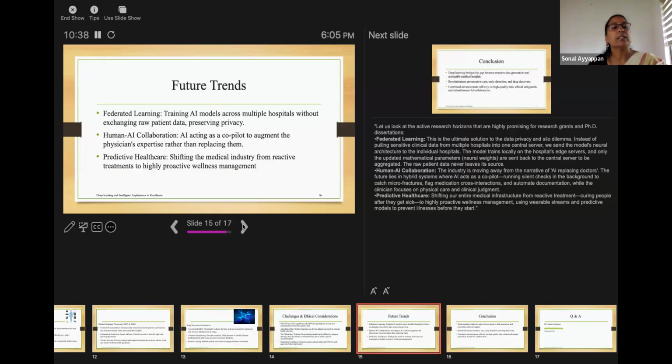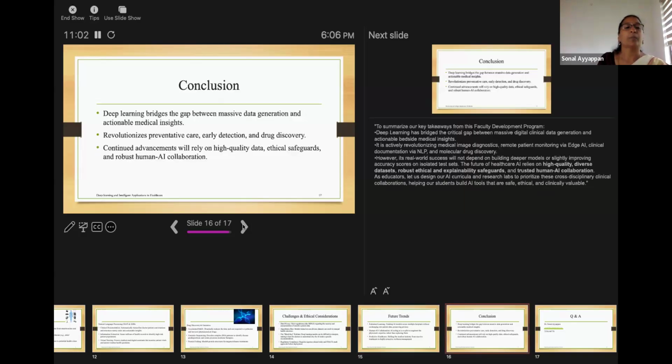And the last one is predictive healthcare. You can have predictions well in advance, as I said, by seeing the eye movement. The glasses can predict whether the person is going to have, maybe 10 years later, Parkinson's or Alzheimer's. So these are some predictive healthcare measures that can be found out well in advance.